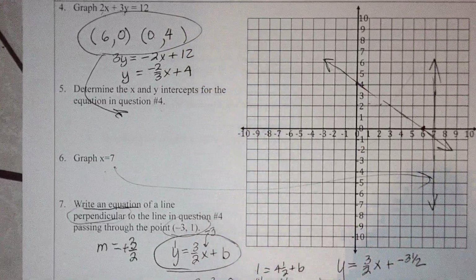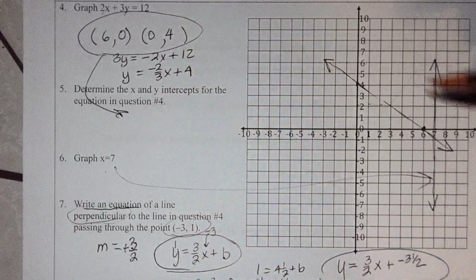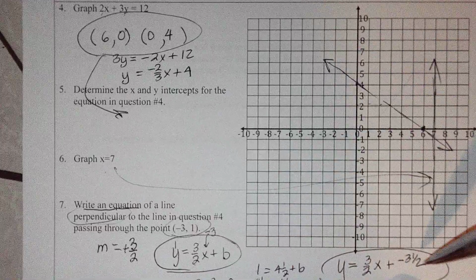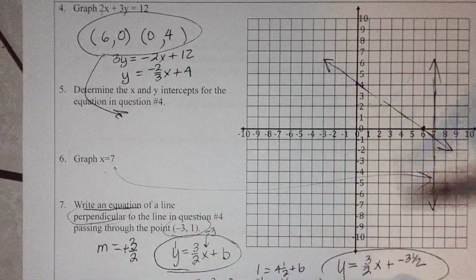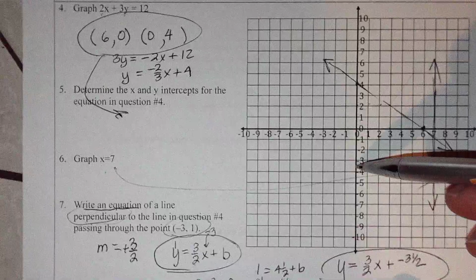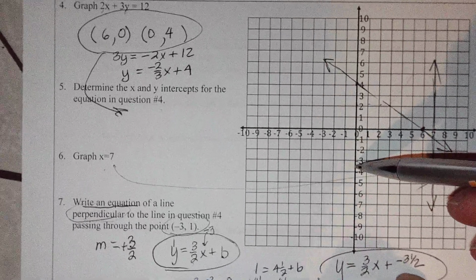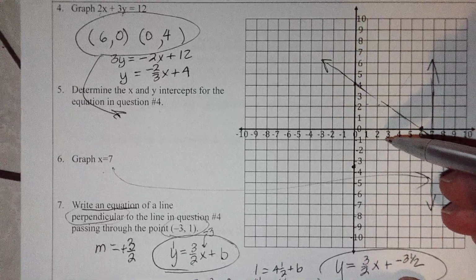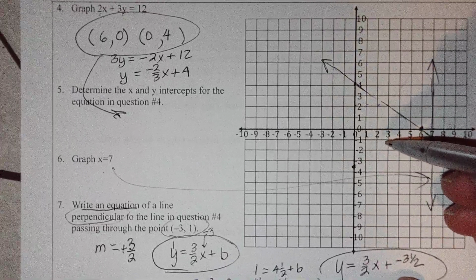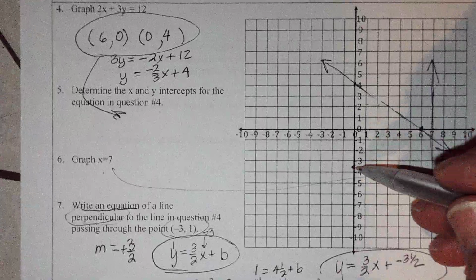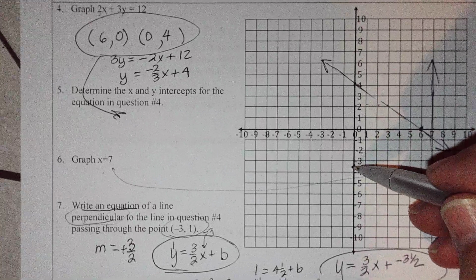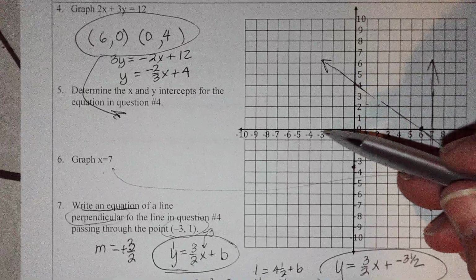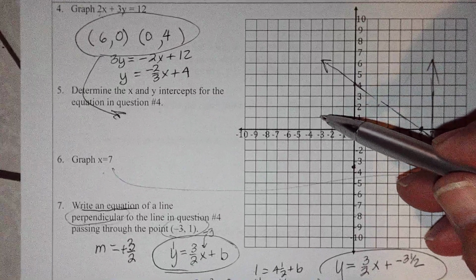And to just check that, make sure it's perpendicular, and going through (-3, 1), if I go to negative 3 and a half as a y-intercept, and then go, negative 3, 1, something's wrong here.